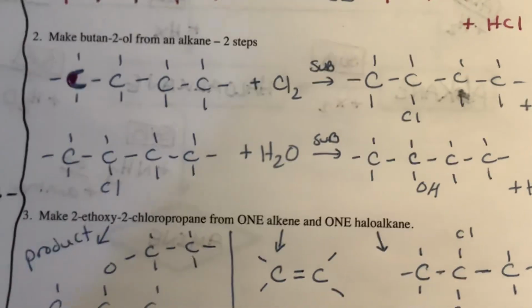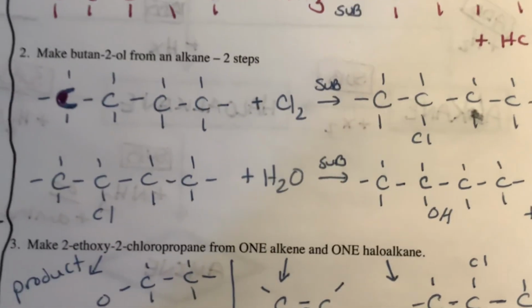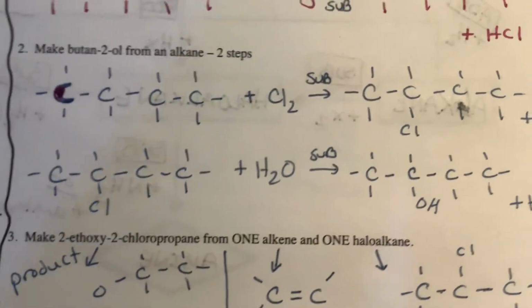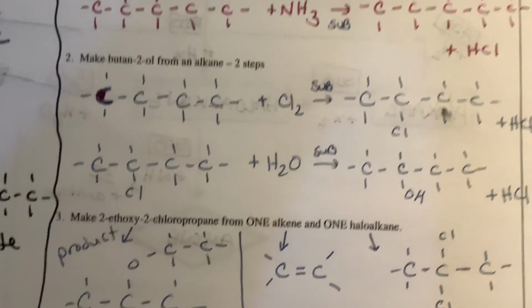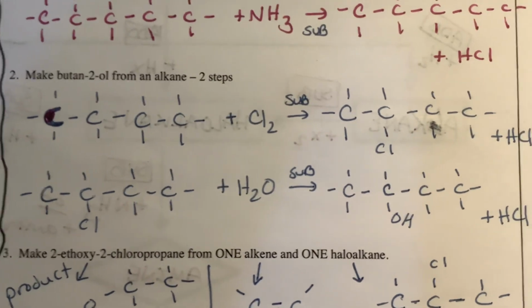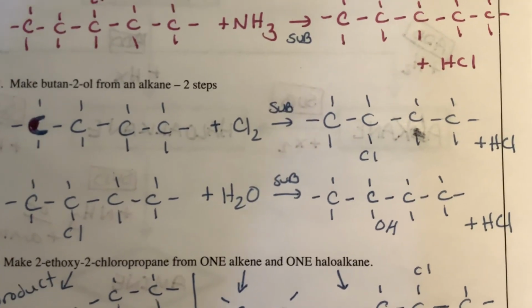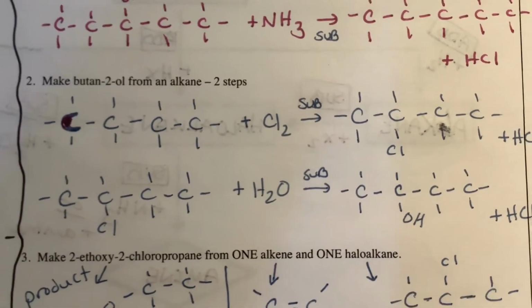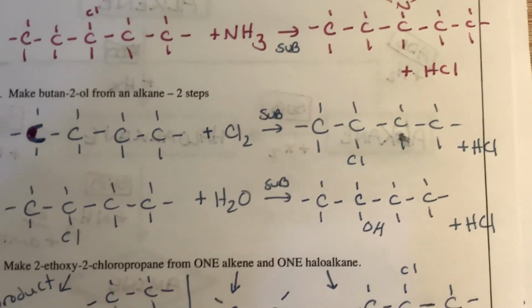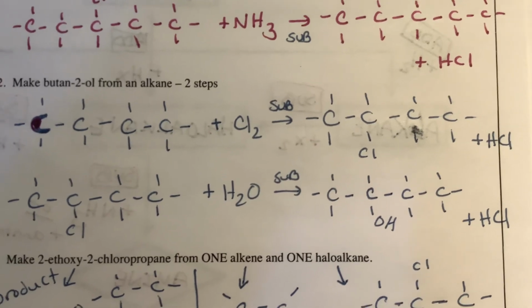Why? Because I want to make butanol, so I want it on the 2nd carbon. Now the chlorine's on the 2nd carbon. I add water in a substitution reaction, and now I've made butanol. Notice, in both of these substitution steps, I'm making HCl. If you use chlorine in your first step, you're going to make a lot of HCl as your other product.